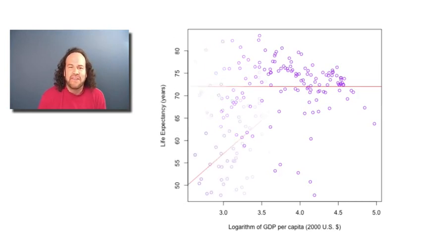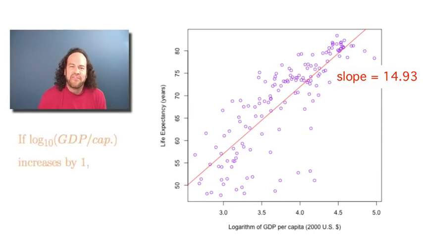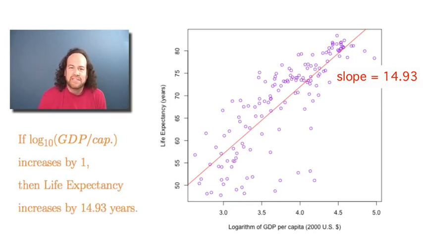So we can say that the life expectancy seems to fit fairly well as a linear relationship with the logarithm of the GDP per capita. Now, once we do a transformation like that, we have to be able to understand how to interpret it. In this case, the slope was equal to about 14.93. But what does that mean? Well, that means if the logarithm of the GDP per capita increases by 1, then it tends to be that the life expectancy increases by about 14.93 years.